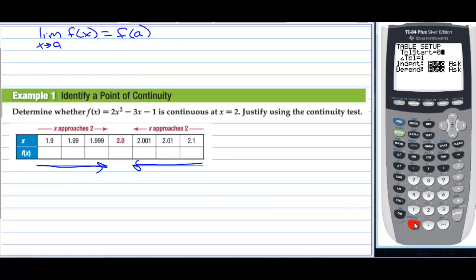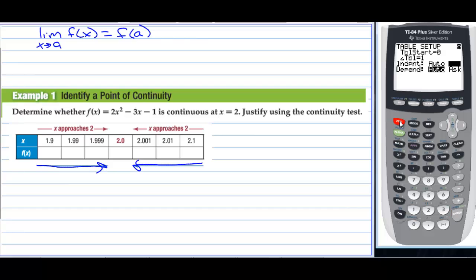And yours probably says 0. That's exactly what it looks like if you've never gone in here and changed things. Well, this says start at 0, change your values by 1, and do it automatically. Well, our values aren't changing by 1. From 2 to 2.001 is not 1. It's 0.001, but then the next one only changes by 0.01. So it's not the same. It's not nice. So we're just going to have the calculator ask us, instead of doing it automatically, what do you want me to evaluate.